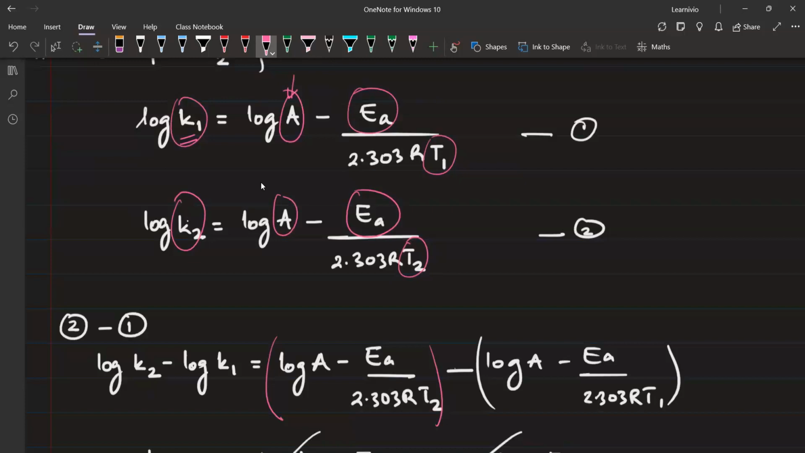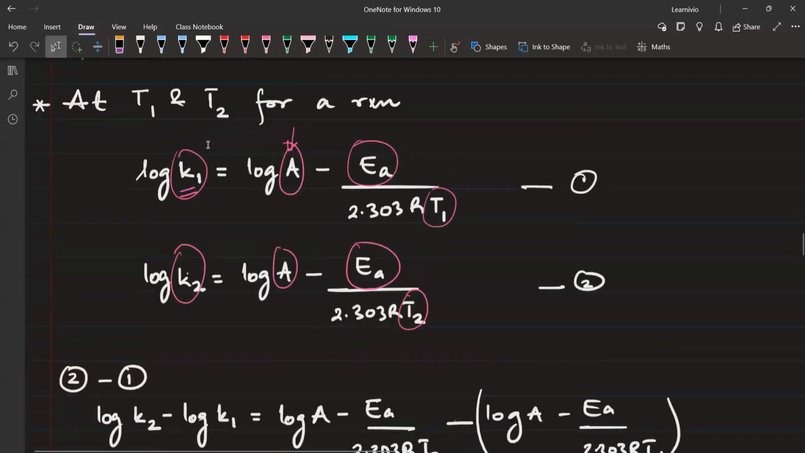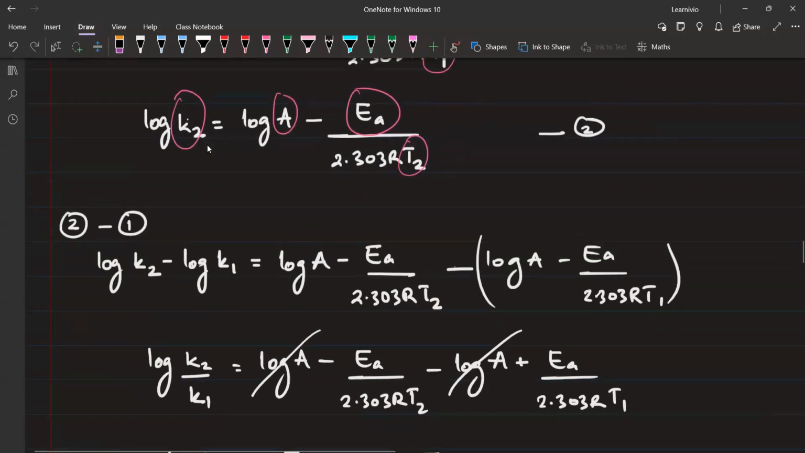Now, when I open the brackets, this bracket will open as it is, कोई change यहाँ पे नहीं होगा, but here we have negative. So log A, which is positive, will become negative, and minus Ea upon 2.303 RT1, which is negative, will become positive, and you will have the next step that will look something like this. Now log A and log A, इनको आप add करें, subtract करें तो 0 हो जाएगा. You can ignore this. Now we have log K2 upon K1 is equal to minus Ea upon 2.303 RT2, plus Ea upon 2.303 RT1.